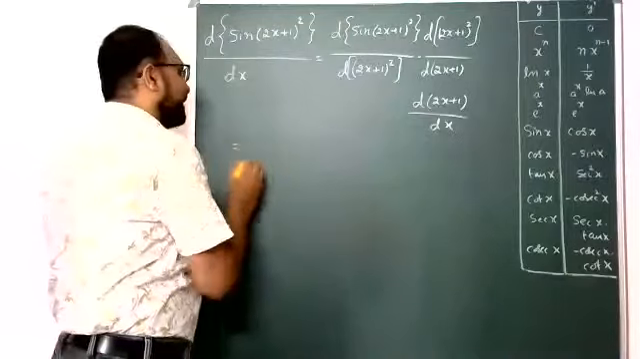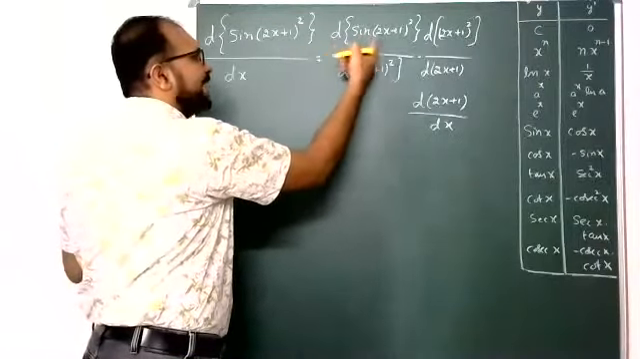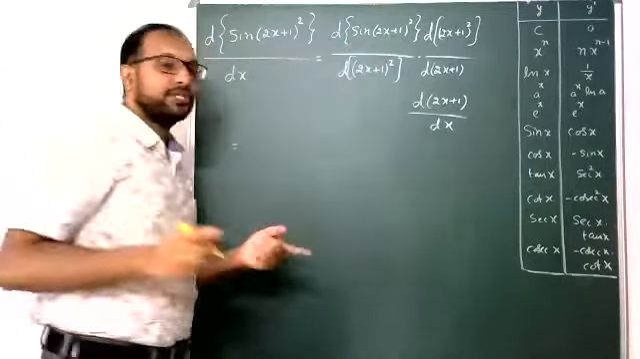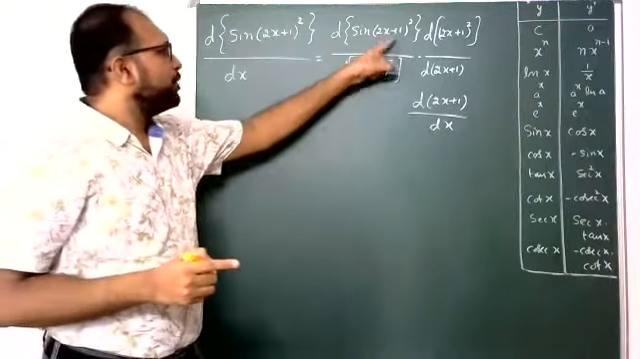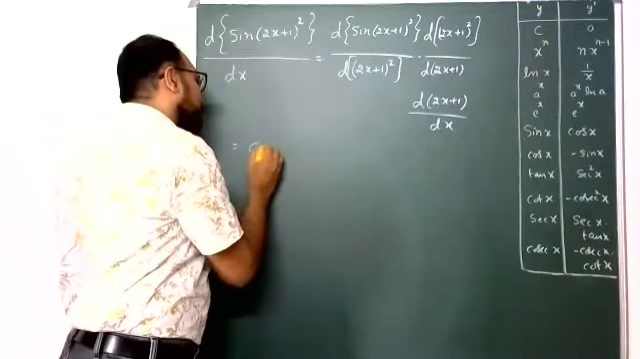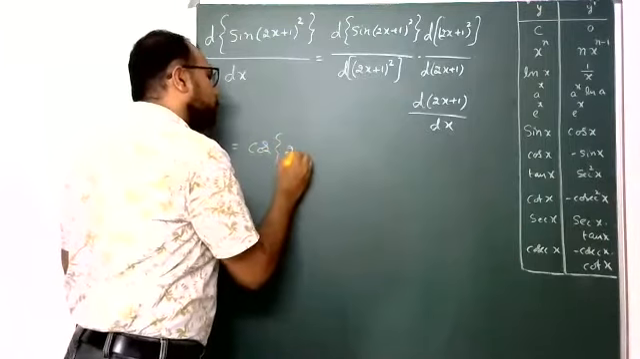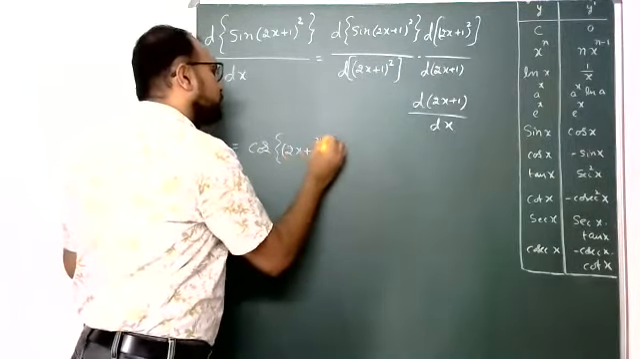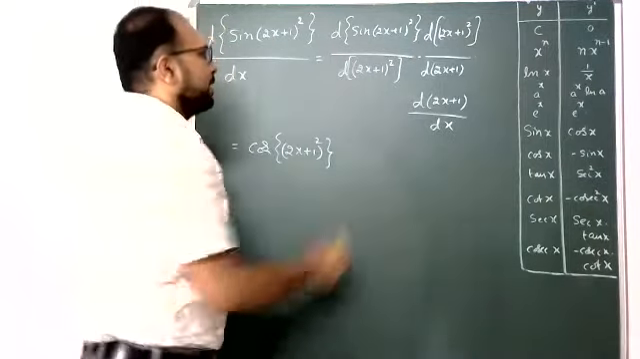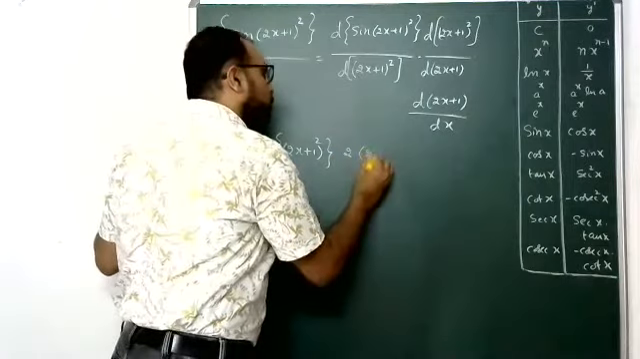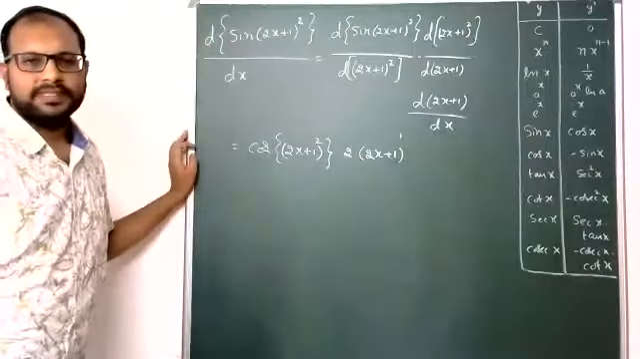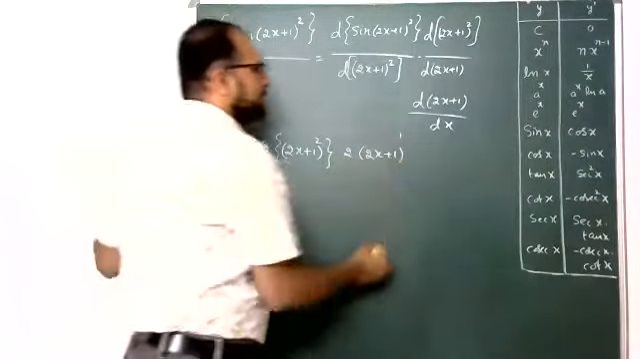Yes, this I am writing here. This is the derivative of sine. Suppose u, here sine u with respect to u. Derivative of sine u with respect to u is cos u. So that means cos of 2x plus 1 whole square. So first link over. Second link, 2 into 2x plus 1, 2 minus 1, that is 1. Second term. Last, third term.